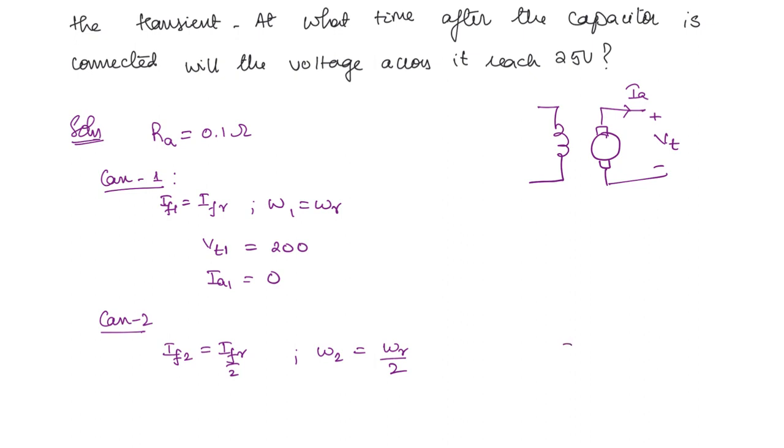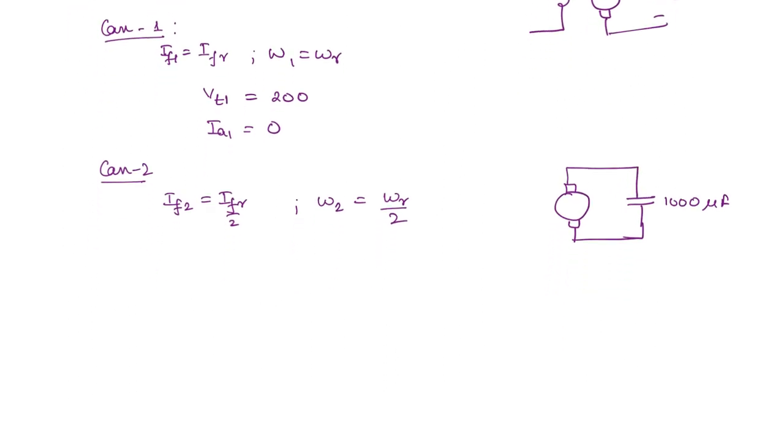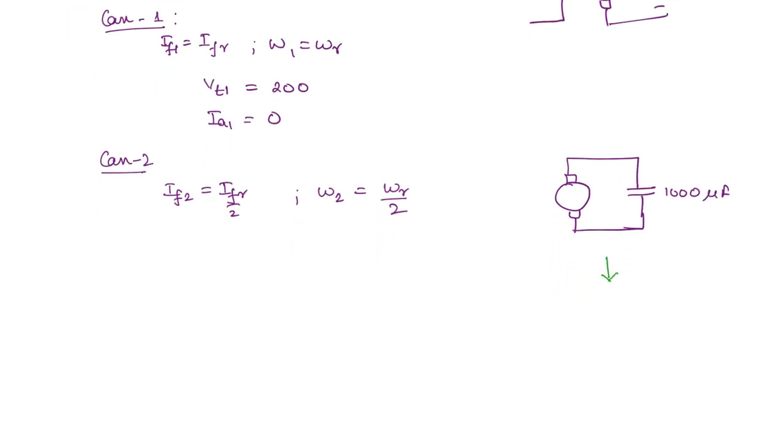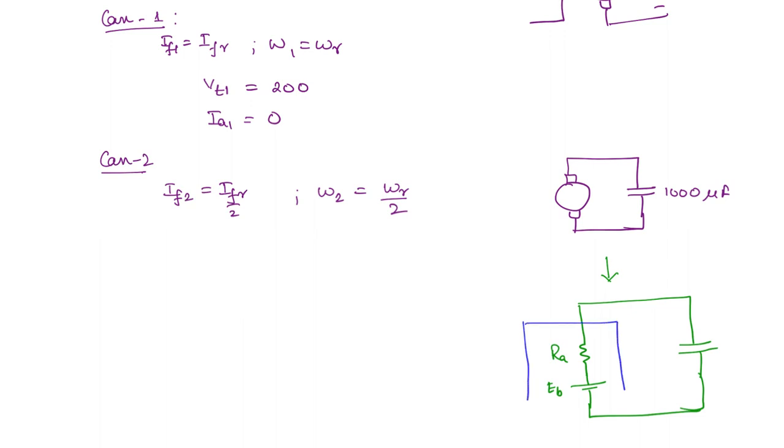Now what is happening in case 2? The armature circuit is suddenly connected across 1000 microfarad capacitor. Now the motor circuit we will draw in terms of the armature resistance and back EMF. So what is it going to be? Armature resistance RA, and the back EMF will be in series to it. So now this is connected to the capacitor. This constitutes the armature.